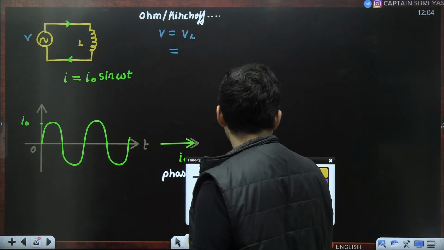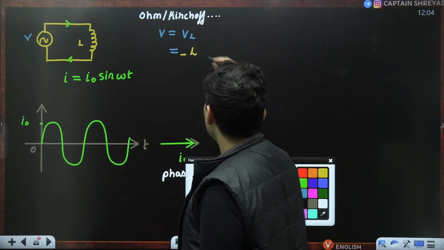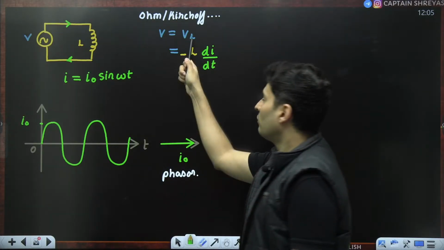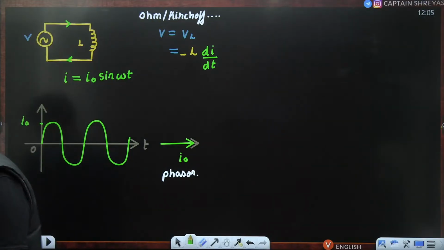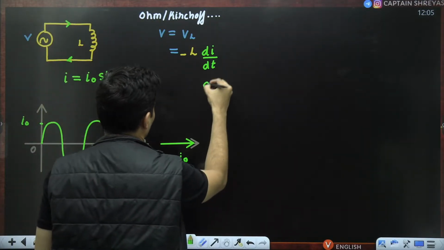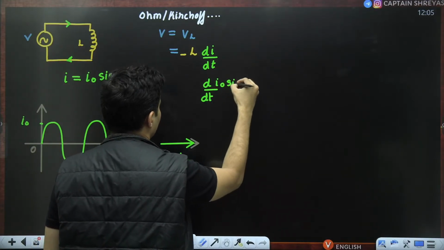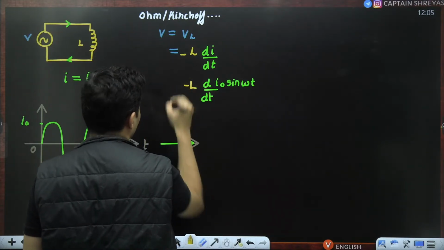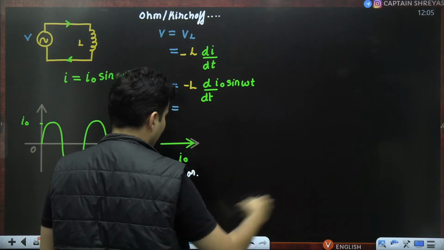It is nothing but L times negative di by dt, if you remember this from the chapter of electromagnetic induction. Voltage across the inductor is L di by dt with a negative sign. Correct? Oh, so can I differentiate this? Why not? So derivative of the current, which is I naught sine omega t, and L stays over here with that negative sign as it is. So what do I get over here?